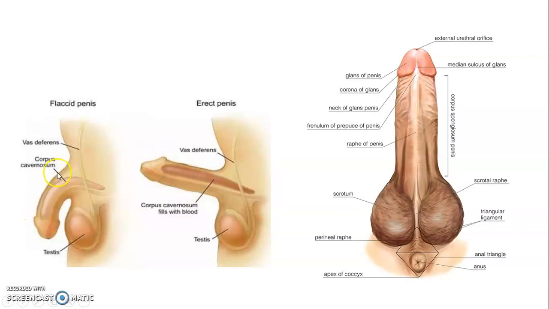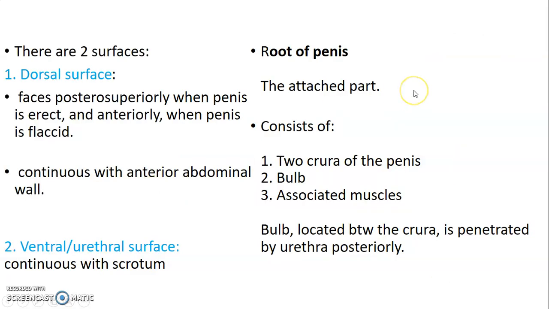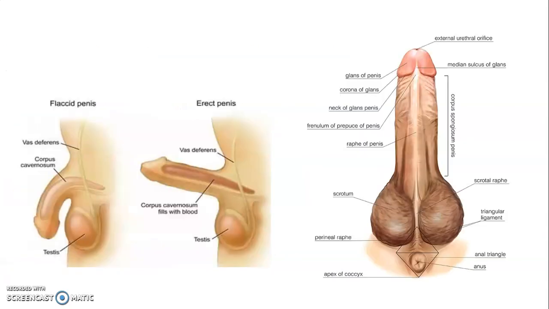The dorsal surface is continuous with the anterior abdominal wall. It faces anteriorly when the penis is flaccid and posterior superiorly when the penis is erect, while the ventral surface is continuous with the scrotum on the lower aspect. Then the penis has a root that usually anchors the penis, and it consists of two crura and a bulb with associated muscles. The bulb is located between the crura and is penetrated by the urethra.